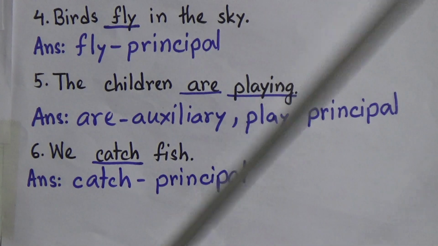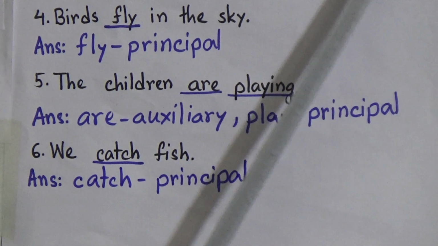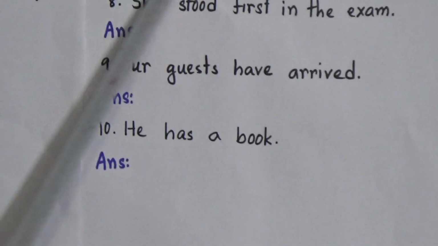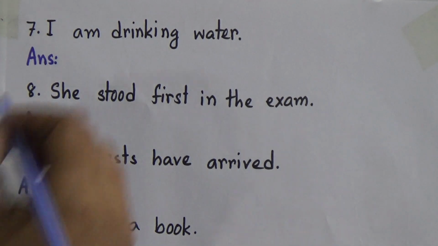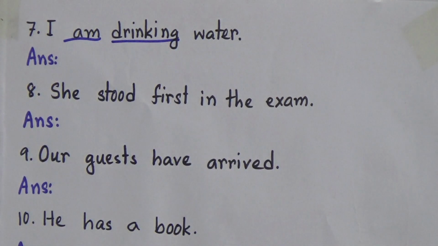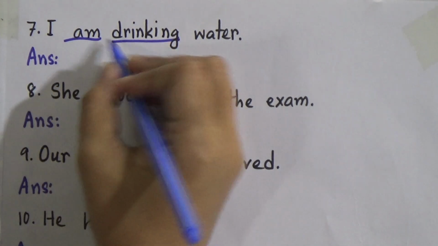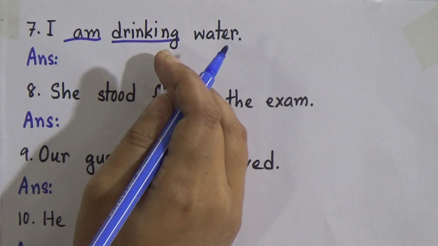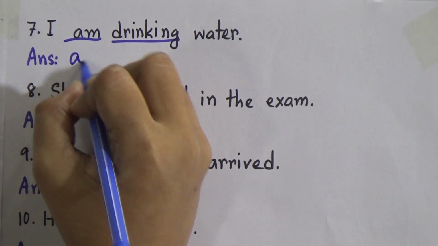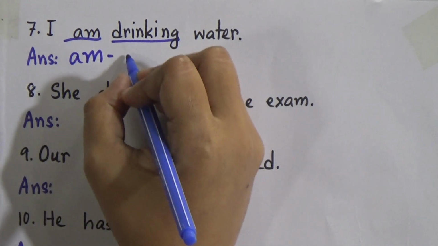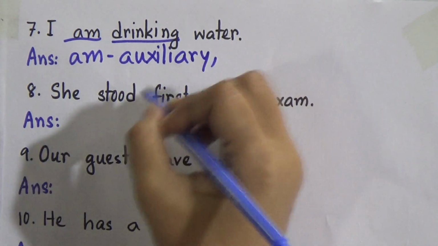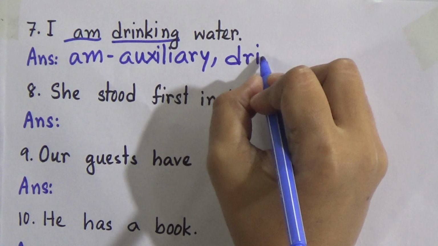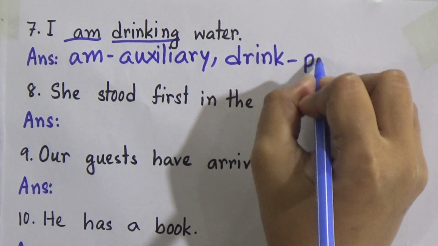Now we will go to number 7. Now look, number 7, I am drinking water. So there are two verbs, am and drinking. So just like number 5, there are two verbs. One will be auxiliary verb and another one will be principal verb. And we know that am will be auxiliary verb, and the verb drink will be principal.